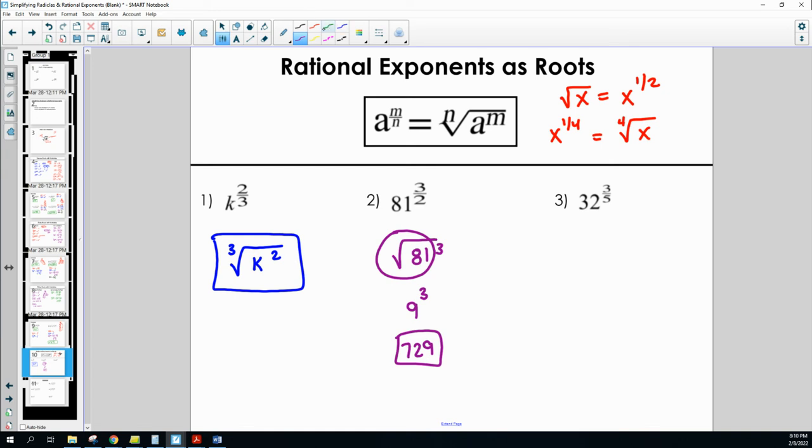And then for this last one, we have 32. The exponent is going to be a 3. The index is going to be a 5. We're going to take the fifth root of 32, which is 2, and then we're going to raise it to the third power, which is 8. So 32 to the 3/5 is just a fancy mathematical way of saying 8.